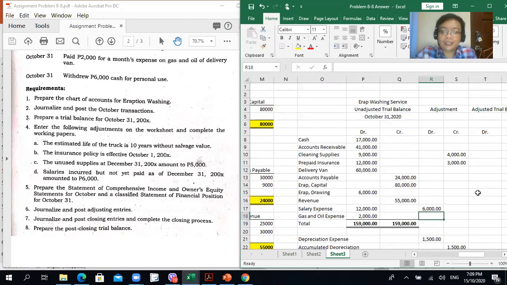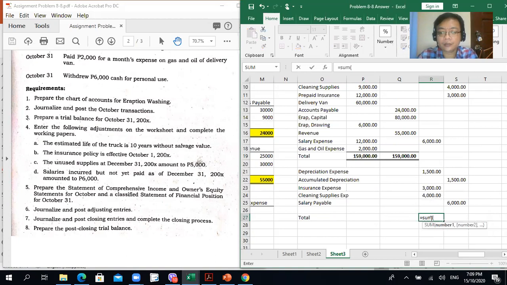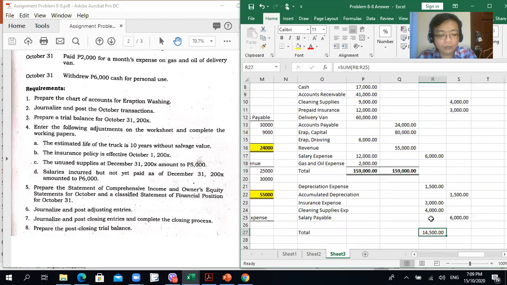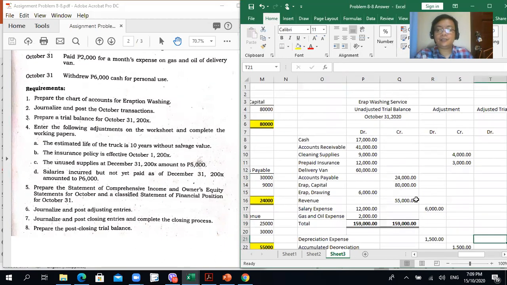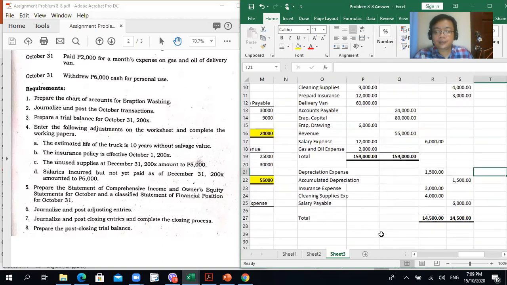All right. So we are done with the adjustment. After that we will add all of the columns in adjustment. All right. Hopefully it balances. Of course it balances because what we debit is what we credit. You have 14,000, which balances at 14,500. Let me check if they are the same. Yes, they are the same.